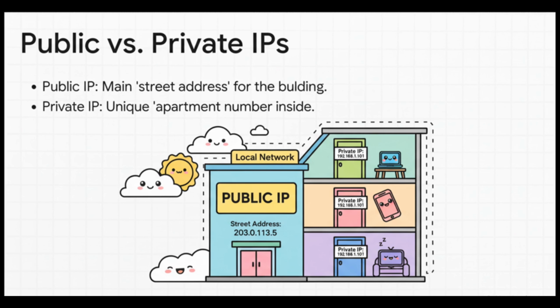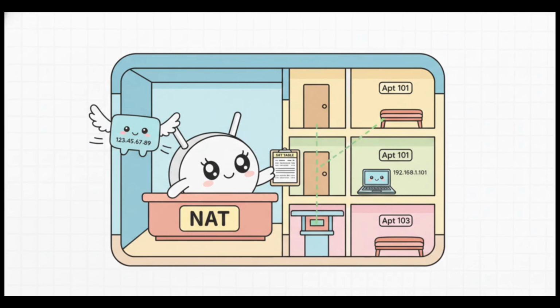These private addresses are only used locally, and nobody on the outside internet can even see them. So how does the mail get to the right apartment? Well, your Wi-Fi router acts like the receptionist in the lobby. It uses a process called network address translation, or NAT. When a data packet shows up at your public address, the router looks at its list and says, aha, this one's for the laptop in apartment 101, and it forwards it to the right device using its private IP.